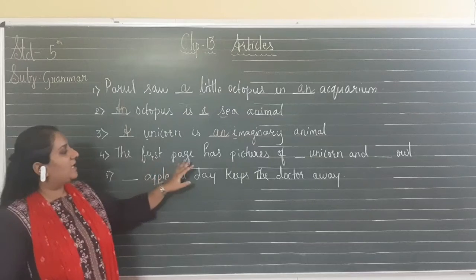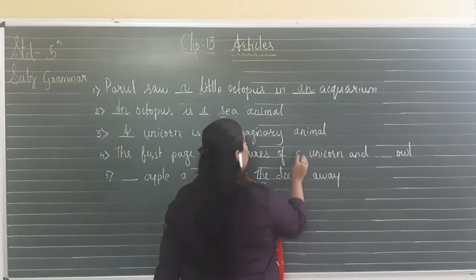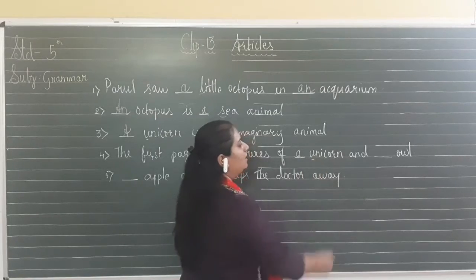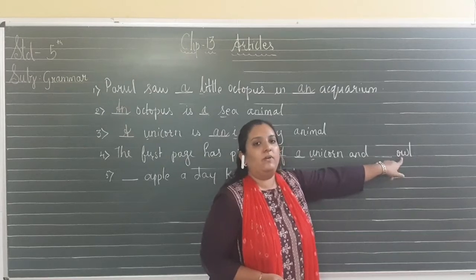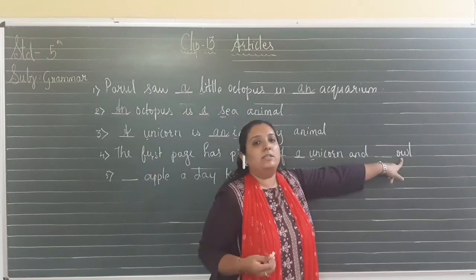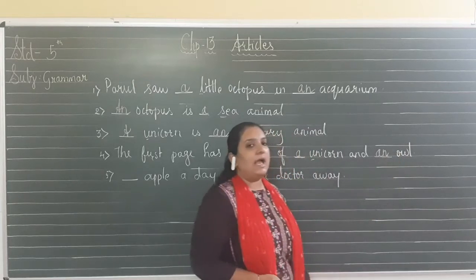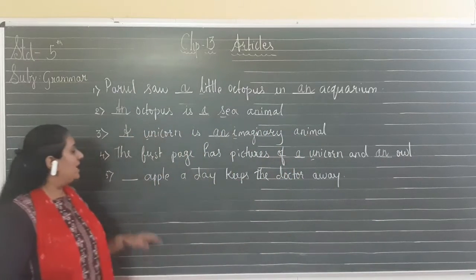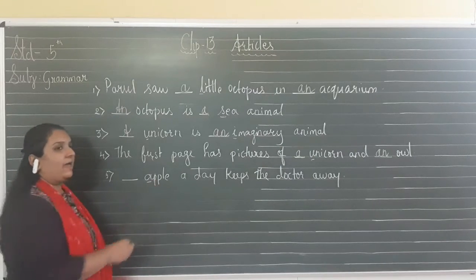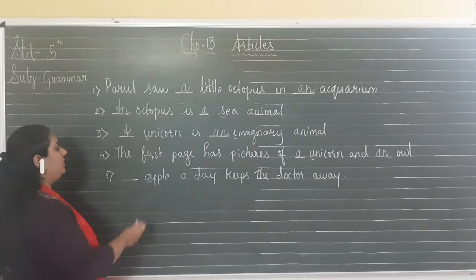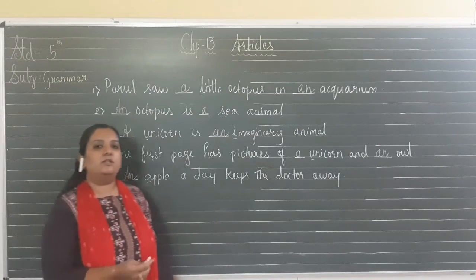Fourth, the first page has pictures of dash unicorn. As I said, unicorn has a consonant sound, so we use article A over here. And owl. Why an owl? Owl has a vowel sound, so here we will use article an. An owl. And the last one, dash apple. Apple, vowel sound, so here also we will use article an. An apple a day keeps the doctor away.